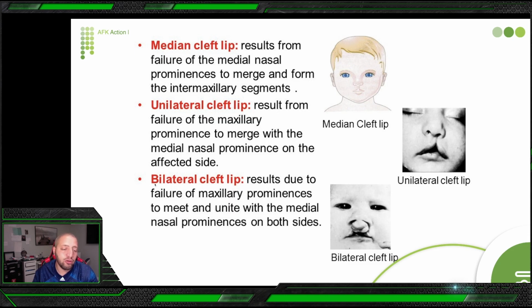When a failure happens here, it will lead to a unilateral cleft. And as you can conclude now, bilateral results from failure of the maxillary prominence to meet and unite with the medial nasal prominence on both sides. Like here is the unilateral and here is the bilateral. To wrap it up, if the two medial nasals fail to fuse, it is median cleft lip. And the cleft lip is unilateral or bilateral. When it's unilateral, it's maxillary with the medial nasal. If it's bilateral, maxillary with medial nasal on both sides.